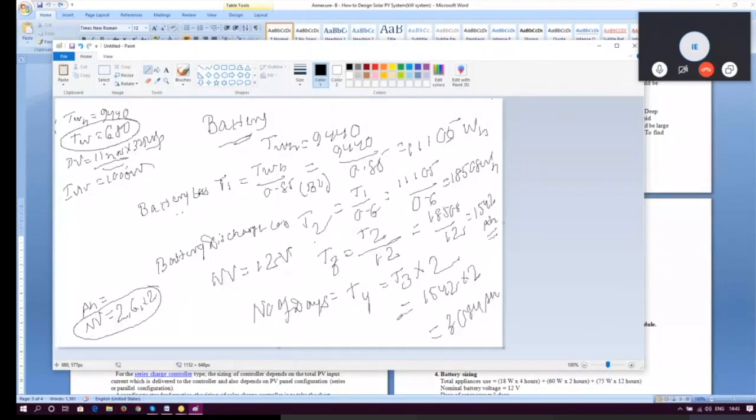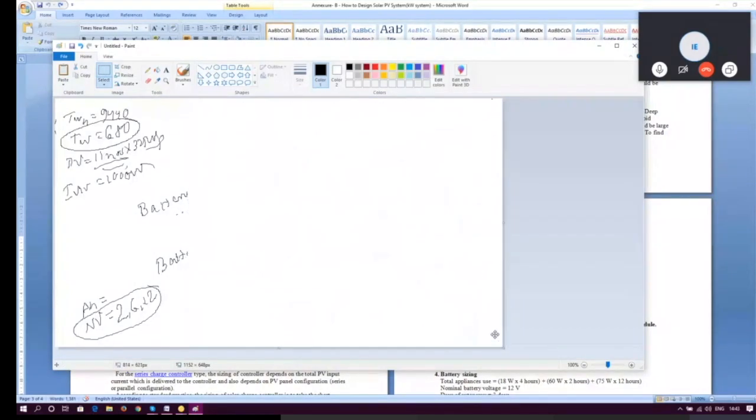One thing we need to remember: from here we have got the calculation as 3084 ampere hour. A 3084 ampere hour battery is not at all possible. It is not at all available in the market, right? So we need to now find out how many batteries we need to buy. So let me clear the screen.